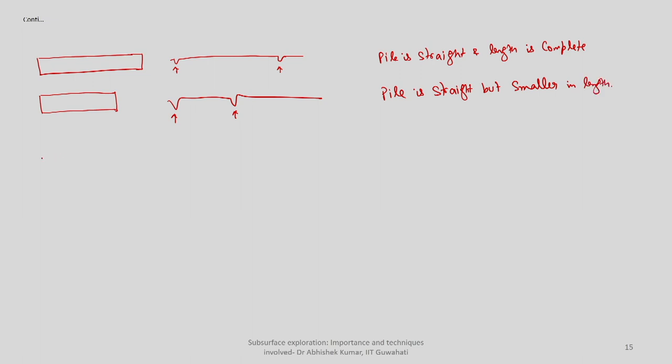Same way, if there is a change in the medium characteristics of the pile, like this, you will have something like this, because the first reflection will be from this interface, and then later on the wave reflected from the actual toe of the pile will be received at the pile head. So, this is actually a decrease in cross section.